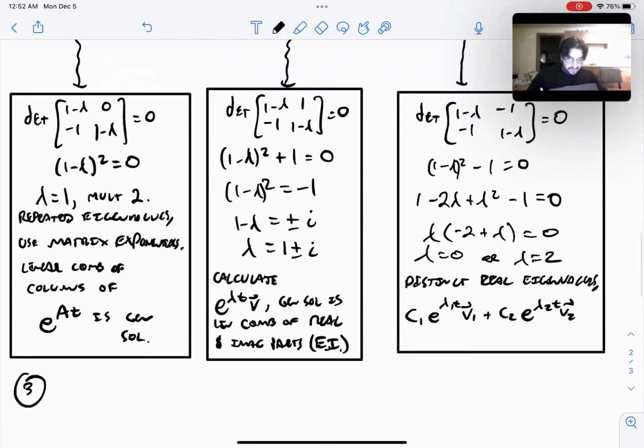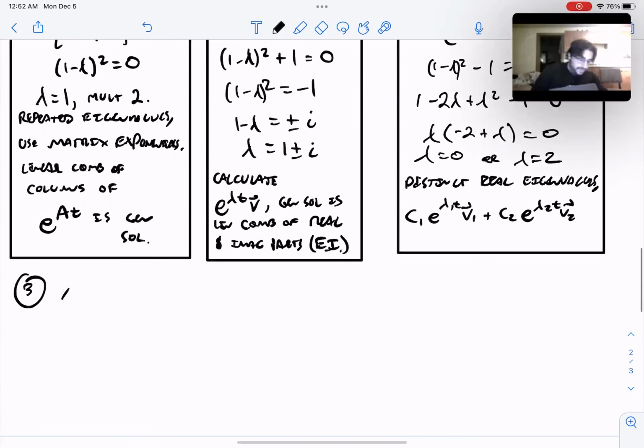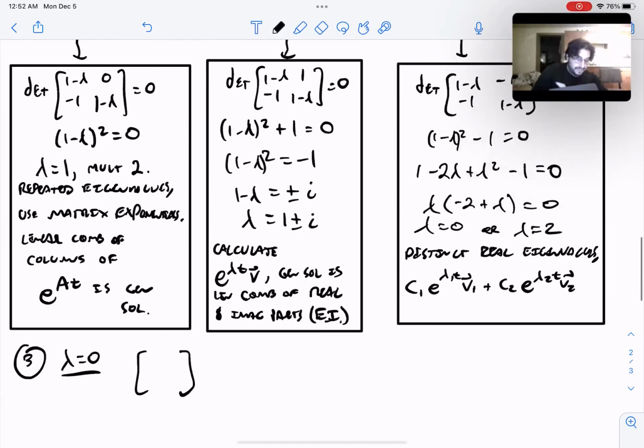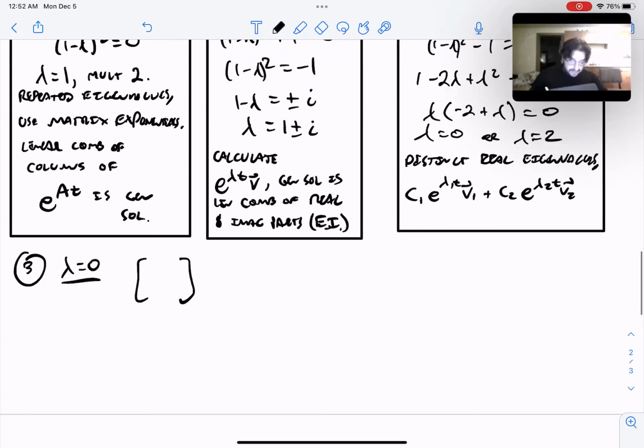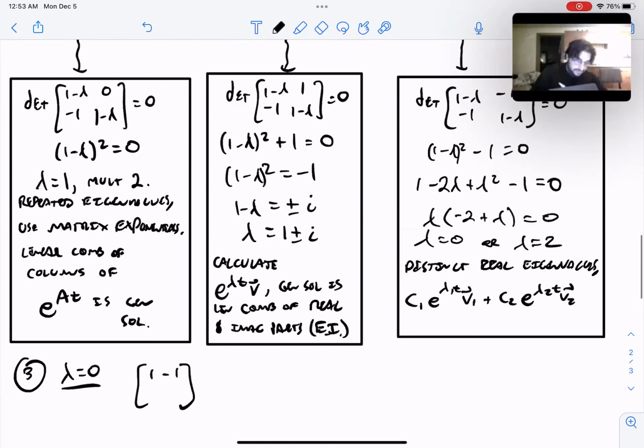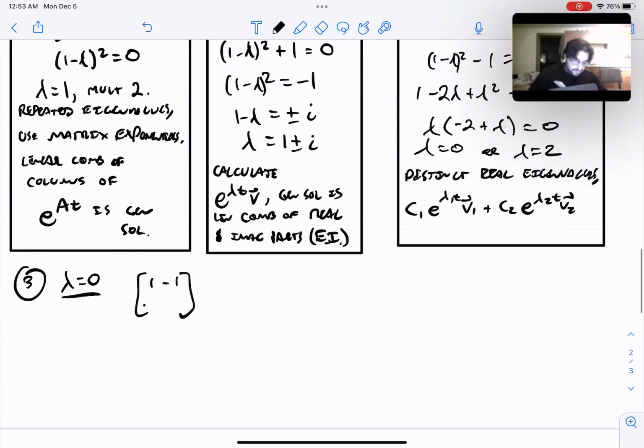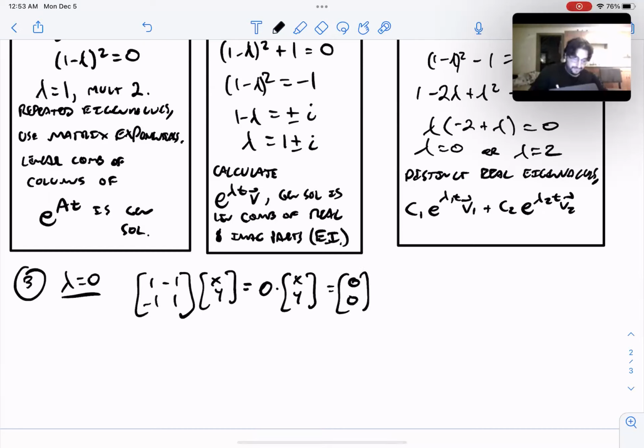Our eigenvalues are lambda 0 and lambda 2. So for each of these, find an associated eigenvector, right? So here A is [1, -1; -1, 1]. And I want this times (x, y) equals lambda times (x, y). But in this case, lambda is 0, right? So I want this to be (0, 0).